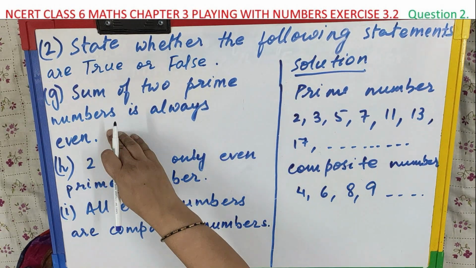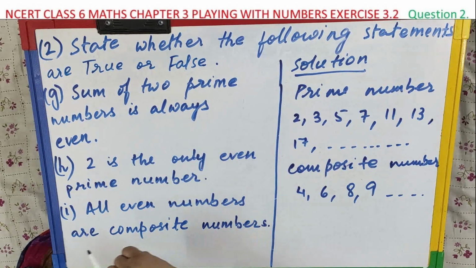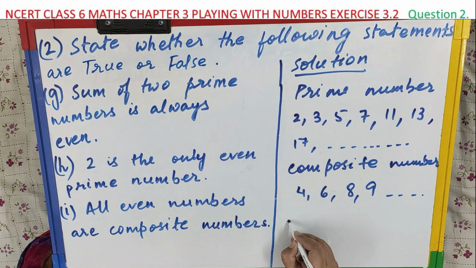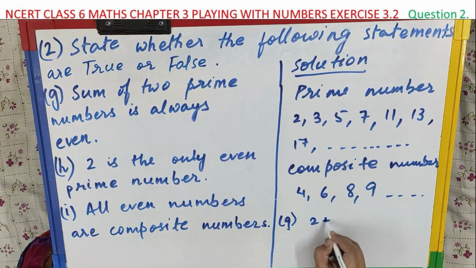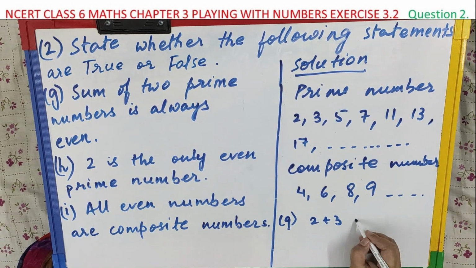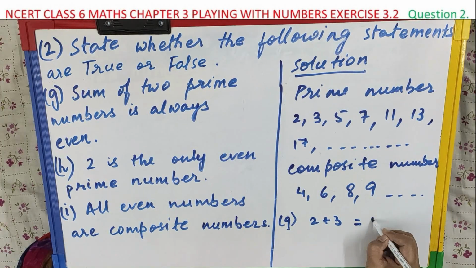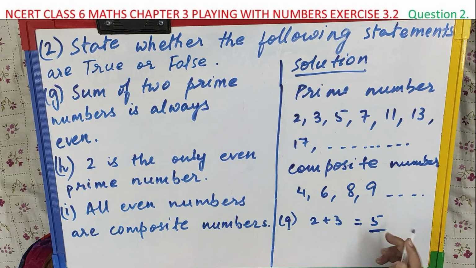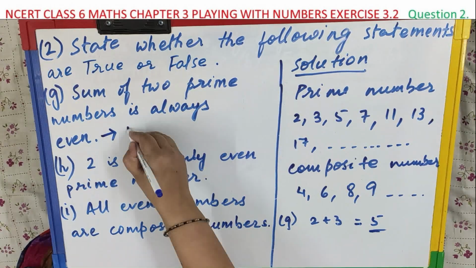So what is this question? Sum of 2 prime numbers is an even number. So let us take any 2 prime numbers, 2 and 3. We are doing part G. 2 and 3, sum of two prime numbers is always even. See, it is not an even number, it is an odd number. So this statement is a false statement.